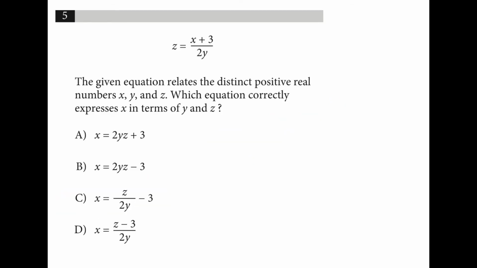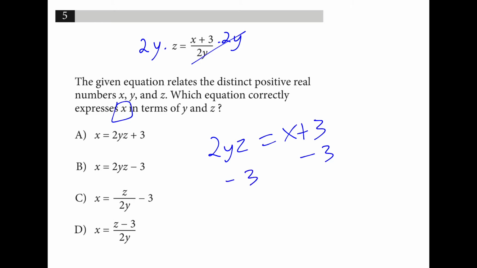Which equation correctly expresses x in terms of the other variables? So multiply by 2y to cancel that out, and we have 2yz is equal to x plus 3. X is still not by itself. We're going to subtract 3 from both sides. So we have 2yz minus 3 is equal to x.